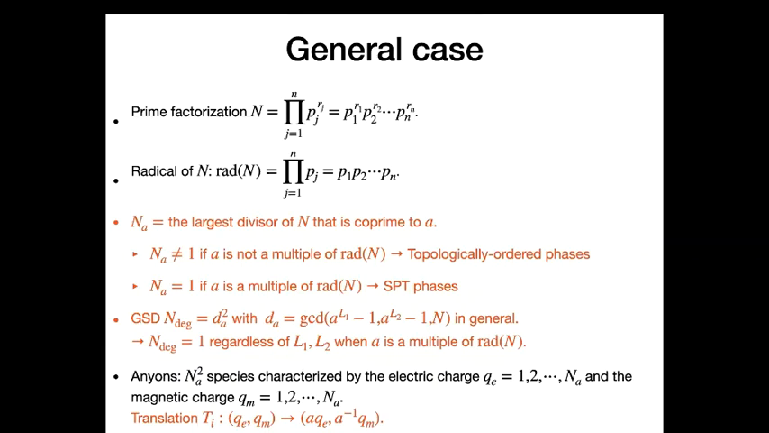This means that there are no anyons and there is no ground state degeneracy for any system size. So this is the SPT phase. We see that sometimes this model gives you a non-trivial SPT phase, and sometimes it is really trivial, like product states when a equals n. But when a is not a multiple of the radical of n, then this is a topological order phase, and you will have some degeneracy for some specific system sizes, some sequence of system sizes.